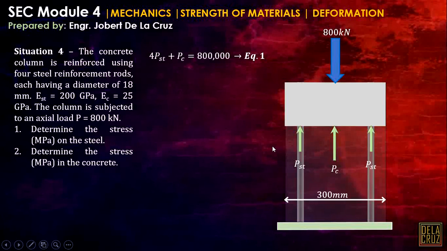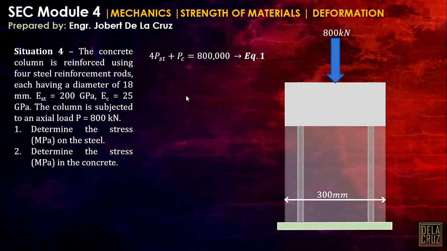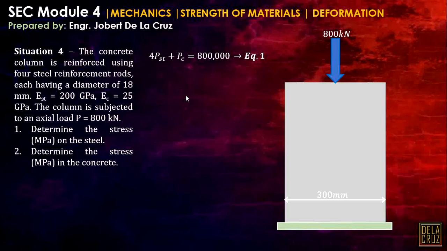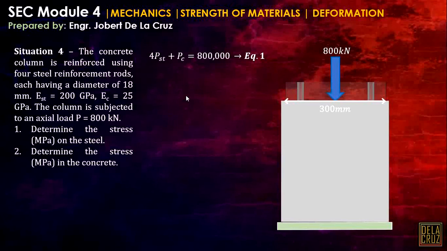So where will we find equation 2? Since we have two unknowns, we need to create another equation. We will create another equation by using the elongation. Look at this one. Because of that force, 800 kilonewtons, the column will deflect in this manner, and of course it will expand in its width. We can calculate that by using the Poisson's ratio if we have it, but anyway, what we will use here is the axial deformation.